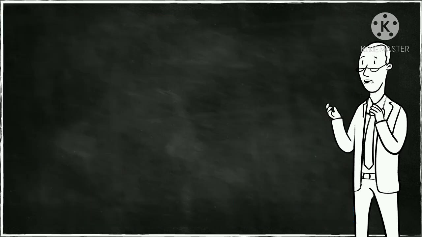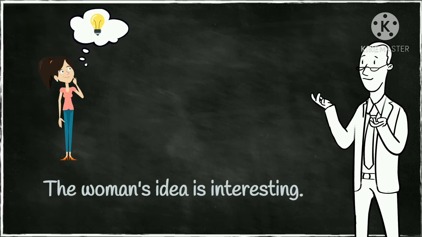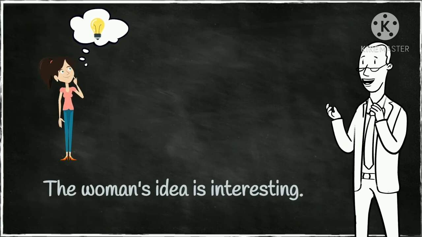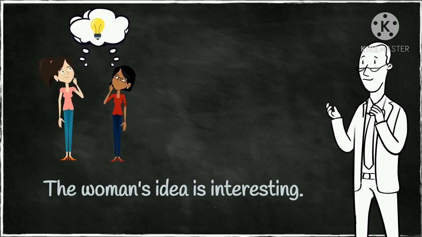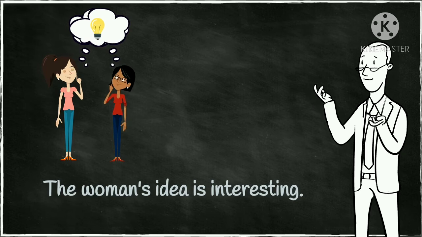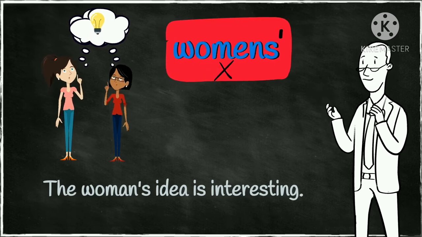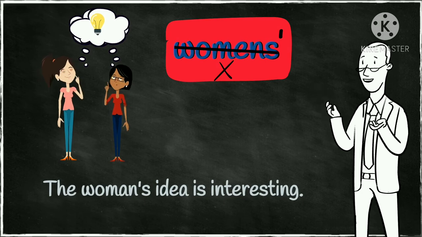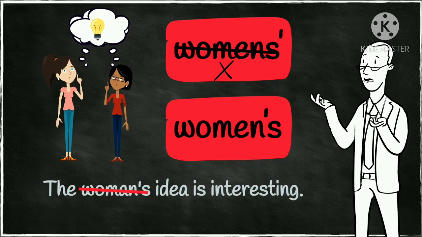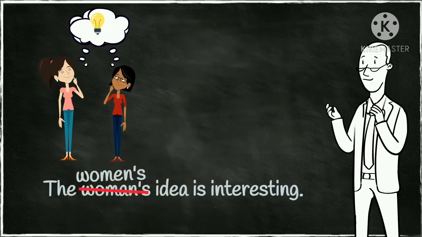This sentence reads, the woman's idea is interesting. This shows that the idea belongs to one woman. If we want to show that 2 or more women have the idea, the apostrophe cannot go after the S, because women's is not a word. The apostrophe goes before the S. The women's idea is interesting.